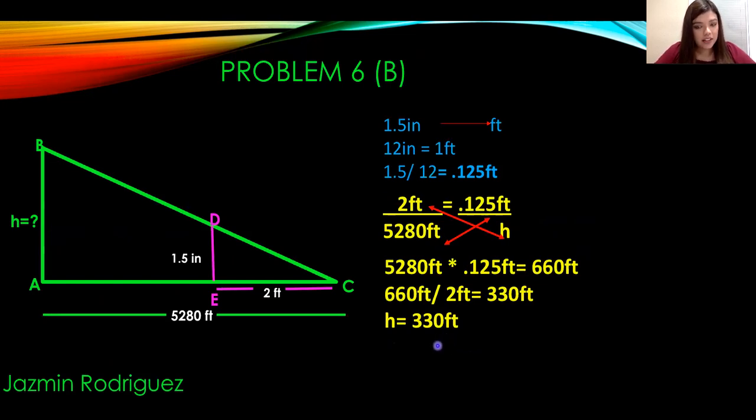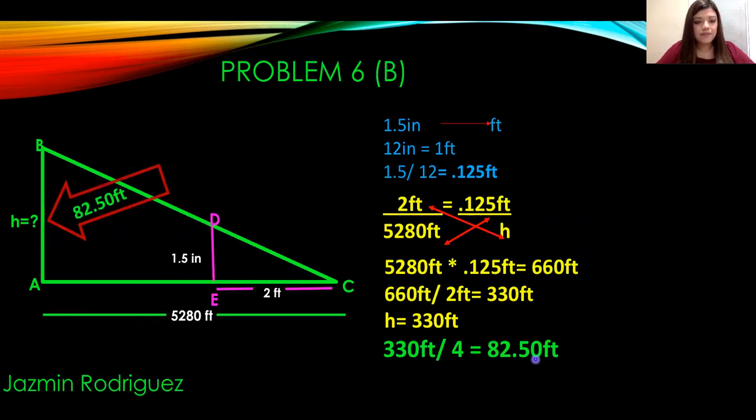Well, not so fast. Remember that Miss Jenny was standing 1/4 of a mile from it, not a whole mile, 1/4 of a mile. So that means that we need to take our 330 feet and divide it by 4. And when we do that, we get that it is 82.50 feet. So that's going to be the height of our cliff.